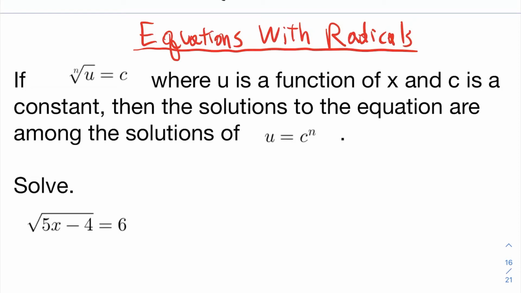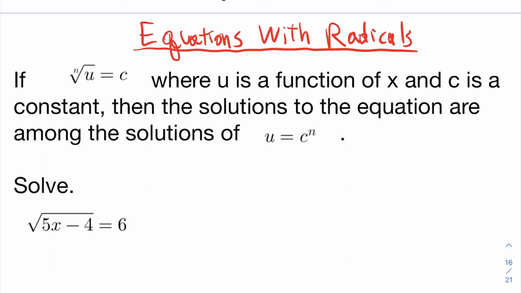Okay, so now we'll take a look at equations that contain radicals. And this is the main theorem that we're going to be using. It says if the nth root of u is equal to c, where u is a function of x and c is a constant, then the solutions to the equation are among the solutions of this other equation, u is equal to c to the n.